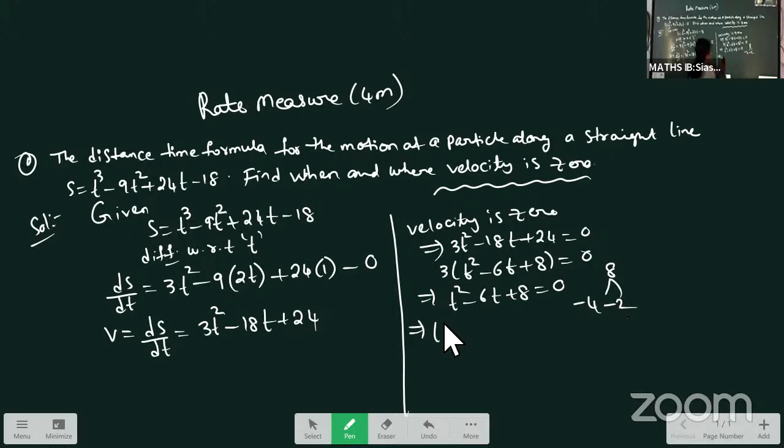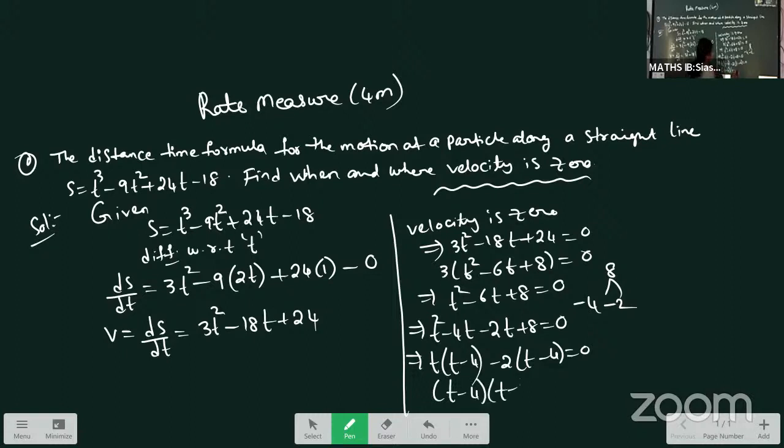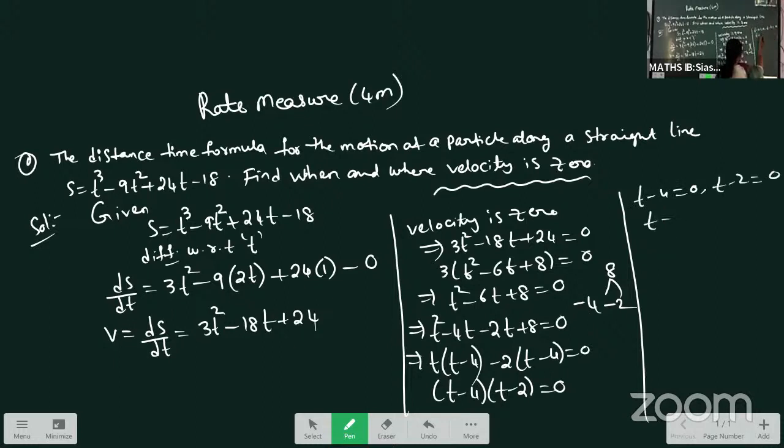So here what do we get? T square minus 4T minus 2T plus 8 is equals to 0. From first two terms, take T common, T minus 4. From next two terms, take minus 2 common, T minus 4. So again, T minus 4 into T minus 2 is equals to 0. Therefore, T minus 4 is equals to 0, T minus 2 is equals to 0. So T is equals to 4, T is equals to 2. So velocity is 0 when time is at either 2 seconds or 4 seconds.